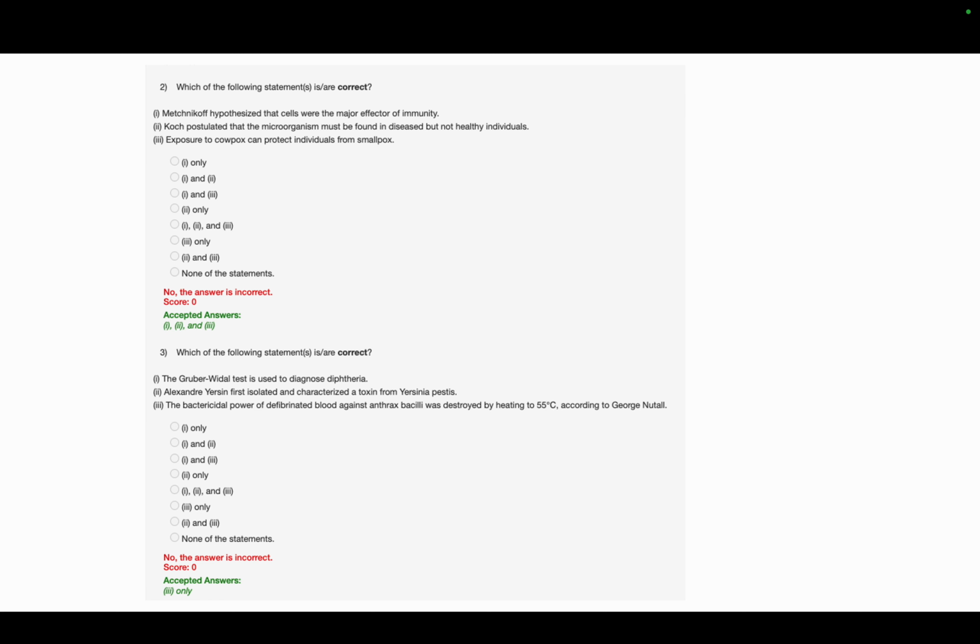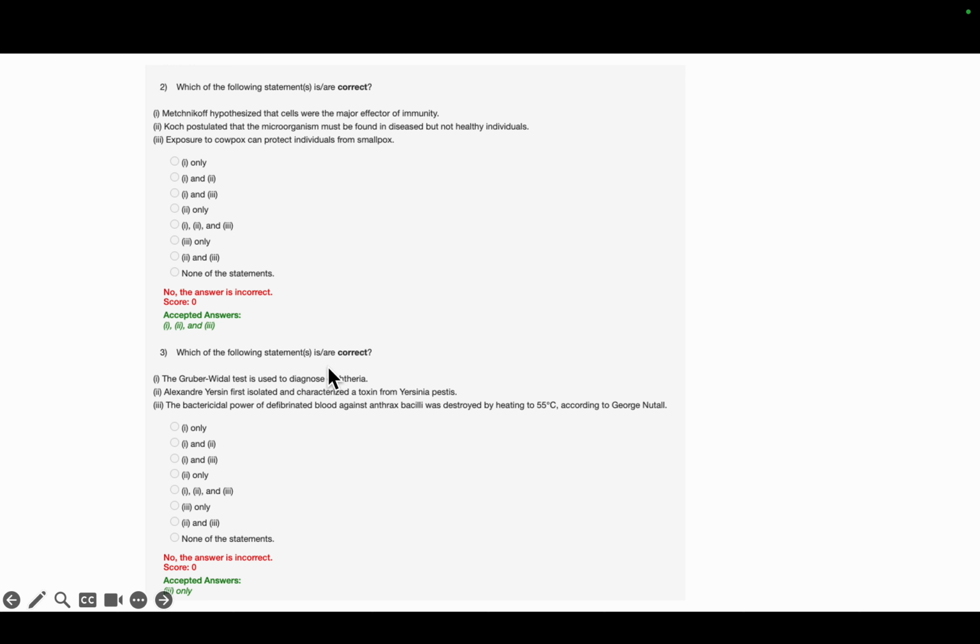Next question, which of the following statements are correct? Mechnikov hypothesized that cells were the major effector of immunity, which is correct. Koch postulated that the microorganism must be found in diseased but not healthy individuals. This is also correct. Exposure to cowpox can protect individuals from smallpox. This is also correct, because we saw that when the cowpox pustule was injected into a healthy man, he became protected against smallpox. The answer will be 1, 2 and 3.